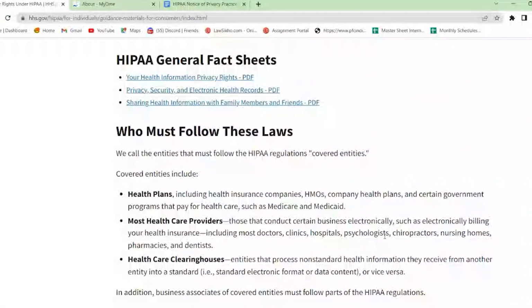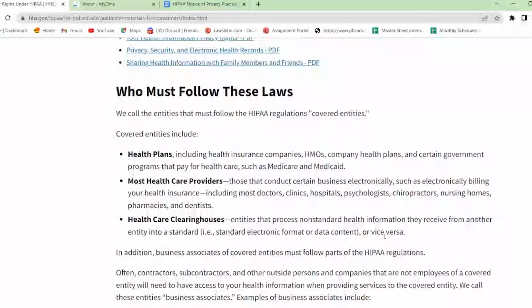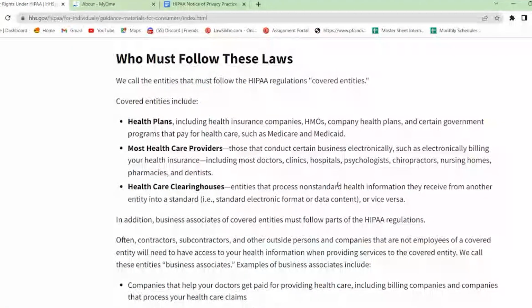follow these rules. So the subjects of HIPAA are termed as covered entities. Covered as in covered under the ambit, right? So they include health plans, right? Including health insurance companies, HMOs, company health plans, and certain government plans also, like Medicare and Medicaid, right? Then most healthcare providers that conduct business electronically, such as electronically billing your health insurance.